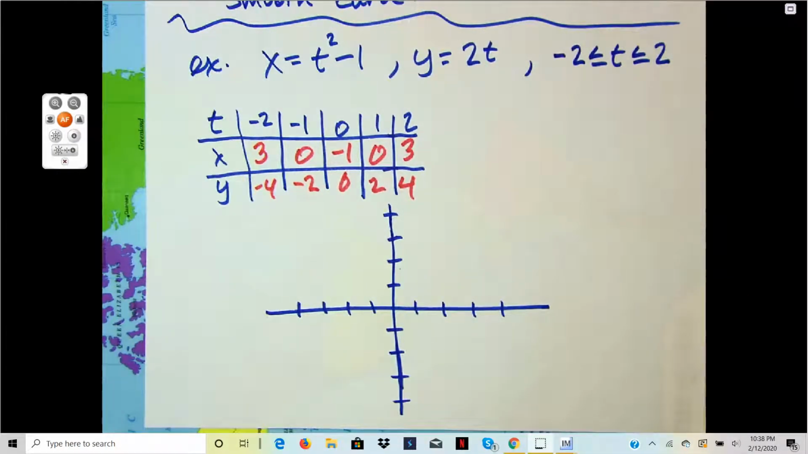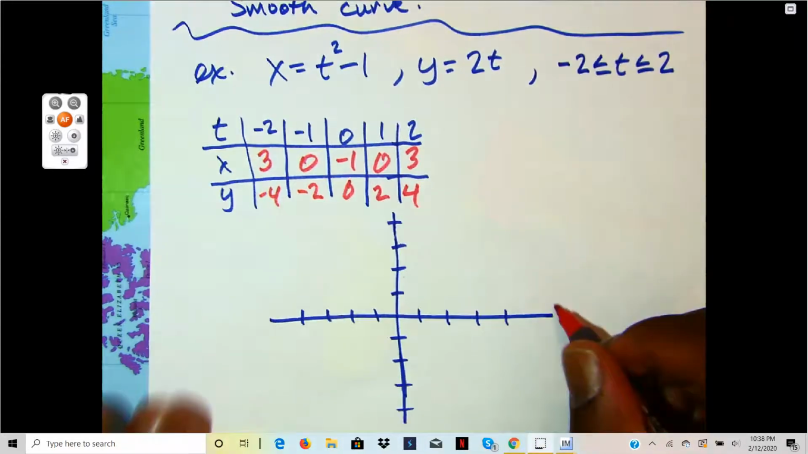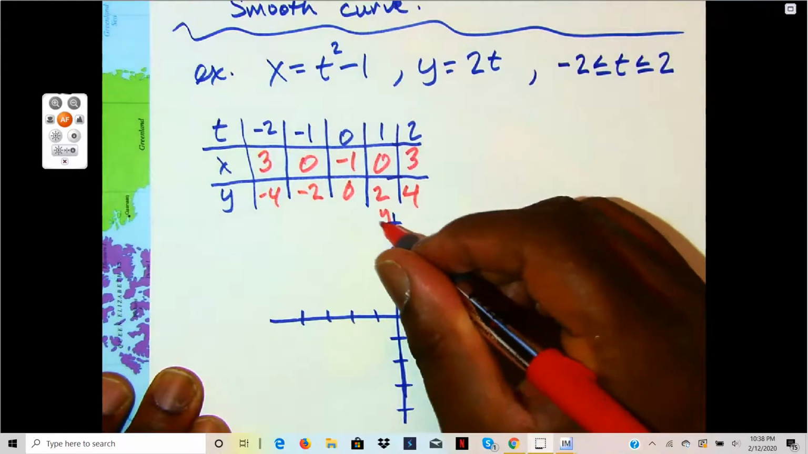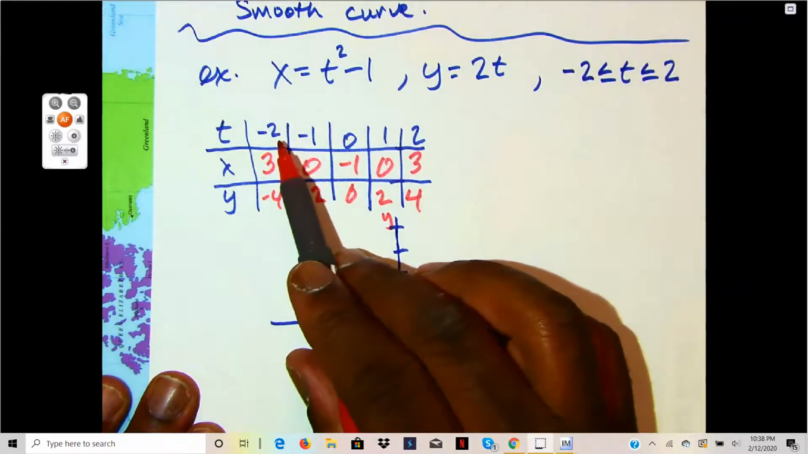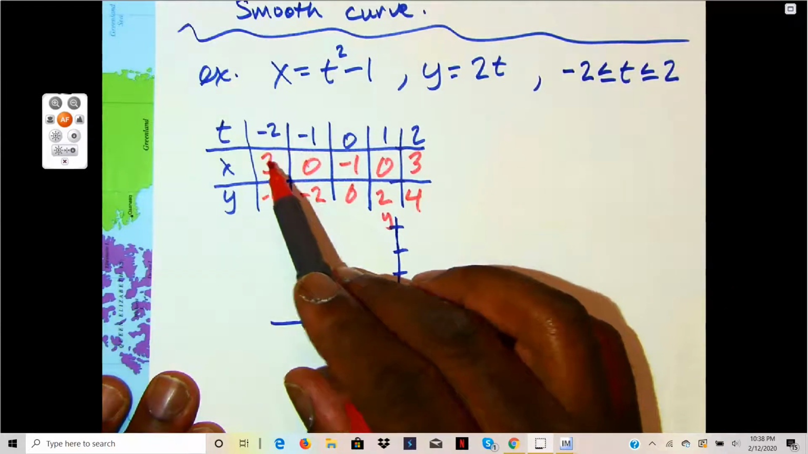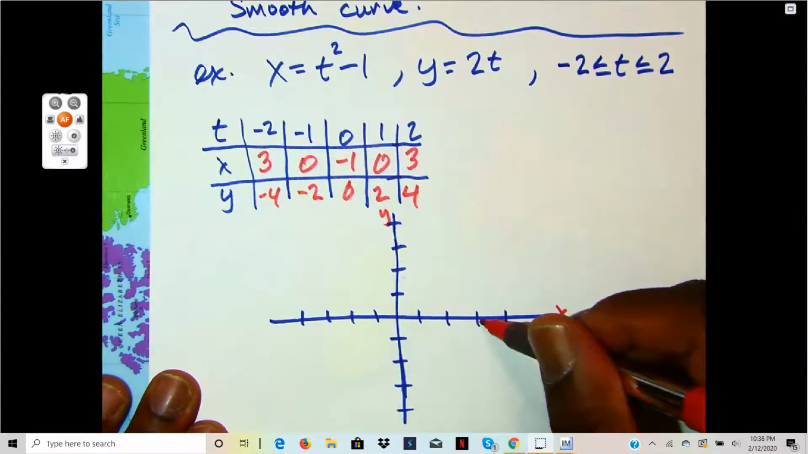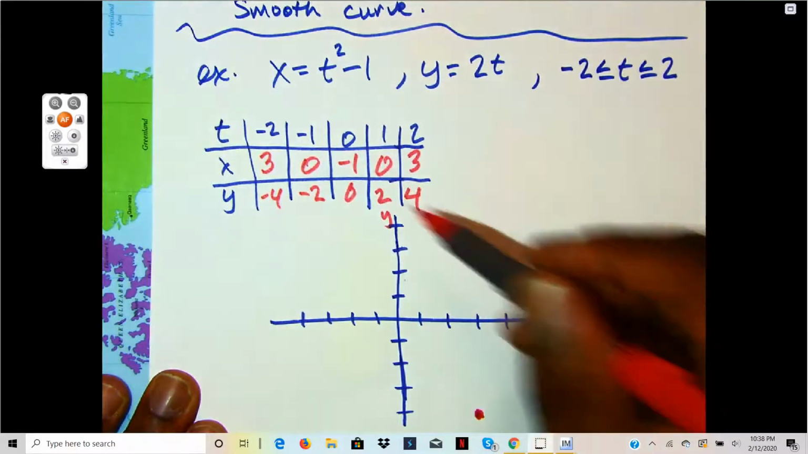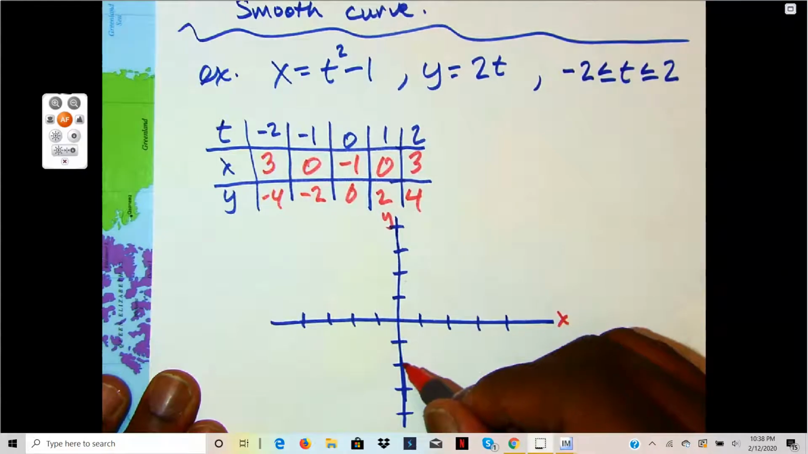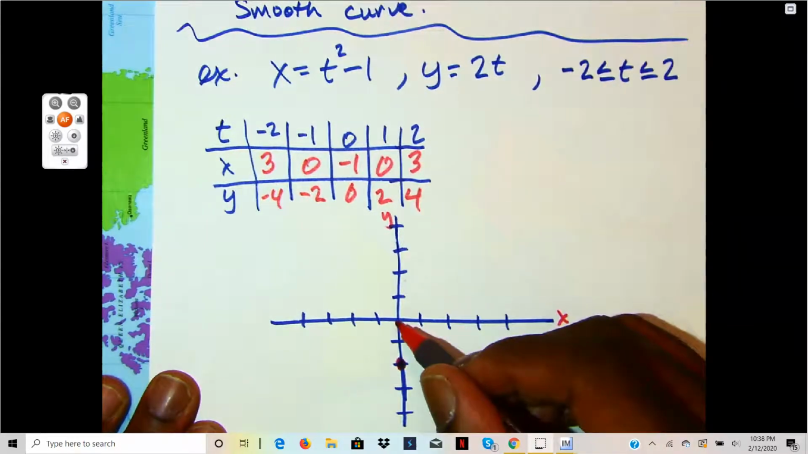So we're graphing the points x comma y, evaluated at certain times t. But notice you're not going to graph the t. So at t equals negative 2, our first point in our graph is going to be 3, negative 4. So it's going to be a point down here. When t is negative 1, we're at 0, negative 2. So we're here. At t equals 0, we're at negative 1, 0.